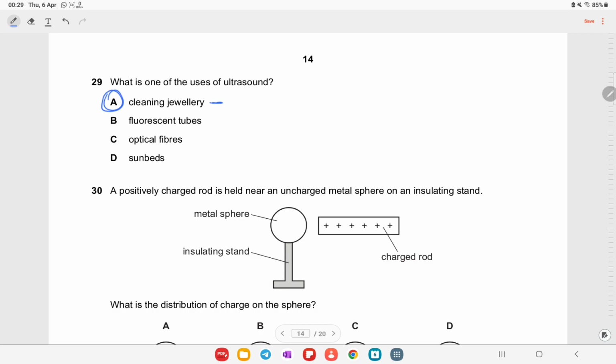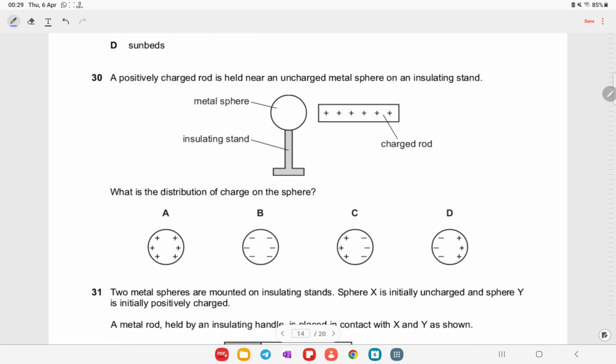Basically, you have to put the jewelry into a liquid and then waves are generated in the liquid. Due to those waves, the dust particles in the jewelry are dislodged, or separated out from the jewelry. So this is how you do it for cleaning jewelry.